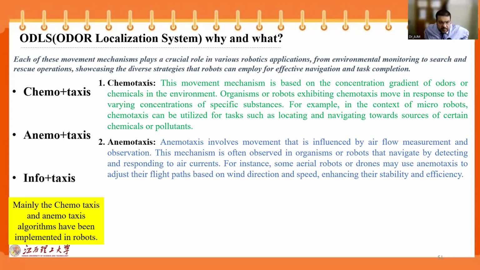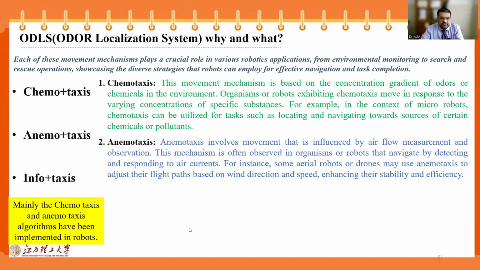This mechanism is observed in robots that navigate by detecting and responding to air currents. It means that the idea for anemotaxis is that, as we know, air is carrying the odor. Then instead of just relying on the odor, we can trust the direction and sense the air and track the air. If you track the air and the odor both together, then at the time that you lose the odor, you can track the air, and then most probably you can reach the source of the odor.